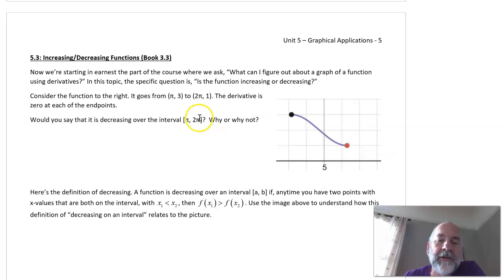So look at this one over here. Derivative is 0 at here and derivative is 0 there, just like it looks. Would you say it was decreasing over the entire closed interval from pi to 2 pi? Why or why not? And we get a discussion over this.